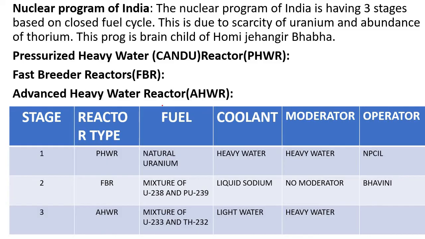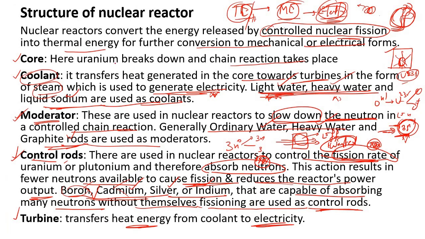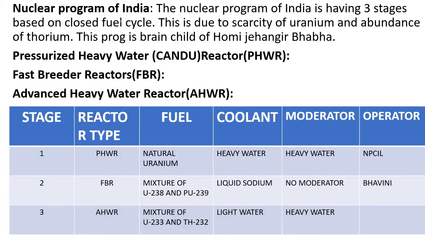Okay, so we understood structure, core, coolant, moderator, control rod, turbine. So we'll go on to India's nuclear energy program. See, the nuclear energy program of India has 3 stages. This one we already discussed, 3 stages, based on a closed fuel cycle. I will discuss what a closed fuel cycle is.